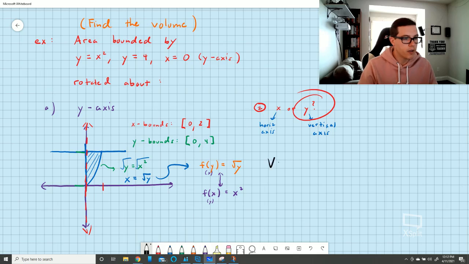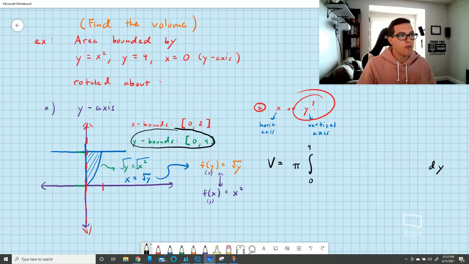The volume is going to equal pi, don't forget the pi, integral, and we are using all y's now. So the y bounds, because we are doing a vertical axis of rotation, are 0 to 4, dy. Notice how it's y. Just like when we did right minus left for area, if we're doing a vertical axis of rotation, it's all going to be right-left stuff.